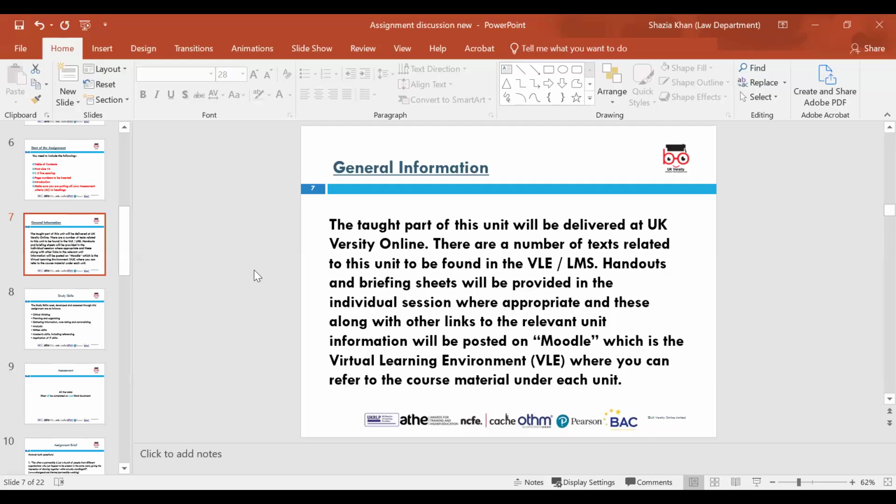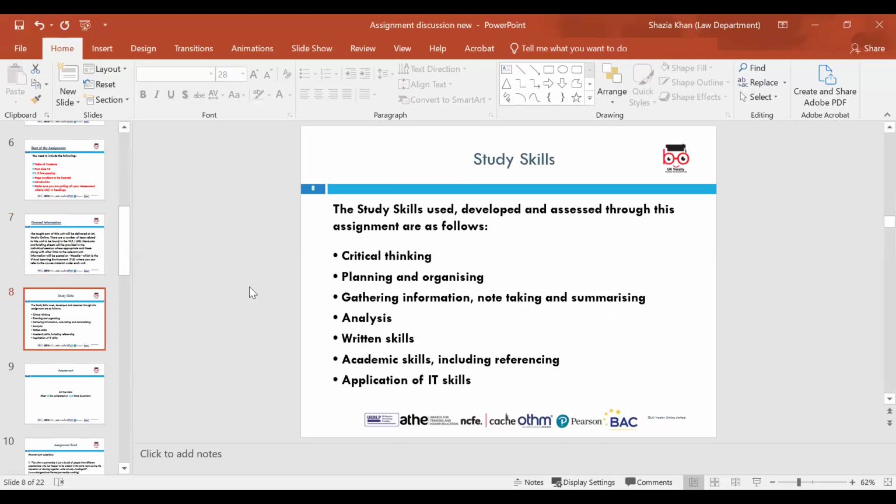Moodle is where you refer to all the course material, any sort of additional stuff, any forms you need, like the declaration form, everything is available on Moodle. So if you have any issues or questions, email learnerwork@UKVarsity, but otherwise everything is on Moodle. Study skills. The study skills developed when you're doing an assignment are things like critical thinking, planning, organizing, gathering information, analysis, written skills, academic skills, including referencing and IT skills.